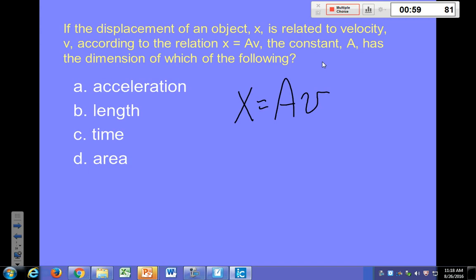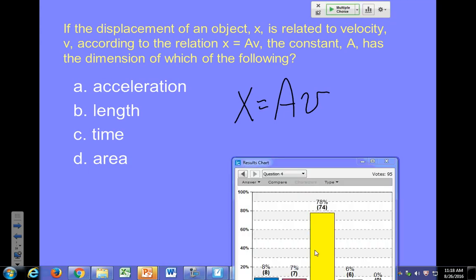Feel free to ask your neighbor what they put. Okay, that's how you do it. So we'll stop in about 8 seconds at 1:15. 1:15. Okay, awesome. C is right.